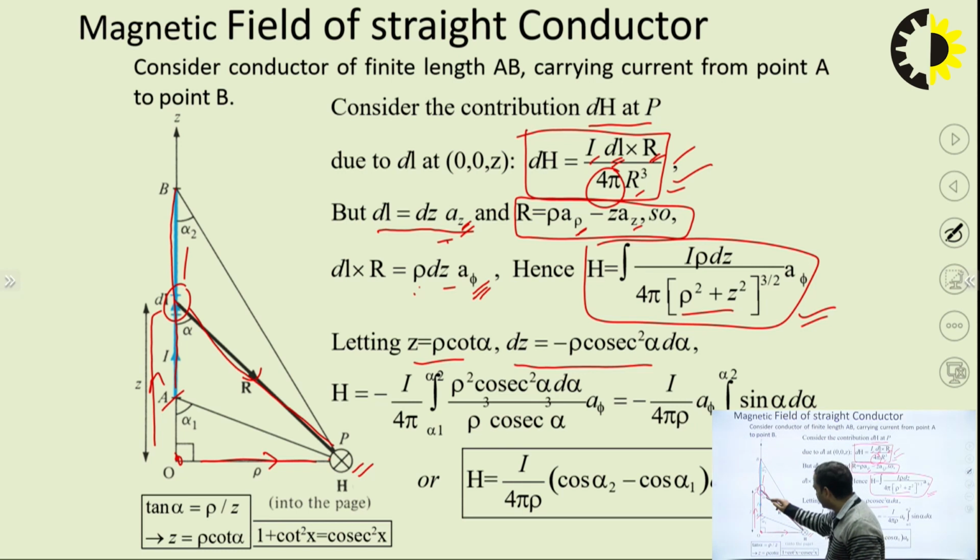What is alpha? Alpha is this angle which moves from A to B. We take alpha 1 for the lowest part of this line current, and alpha 2 for the upper part. So alpha 1 is this, alpha 2 is this one, and alpha varies from A to B. That is why we take the limits alpha 1 to alpha 2, and put this all together into the equation. When you solve this, H will be equal to I upon 4 pi rho times cos alpha 2 minus cos alpha 1 into a phi.